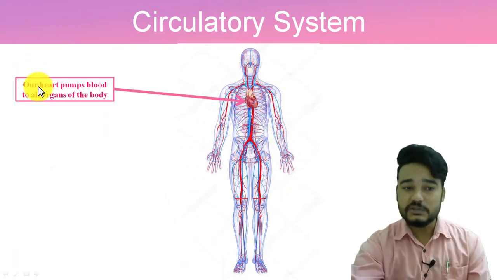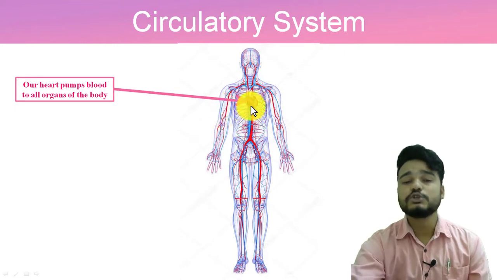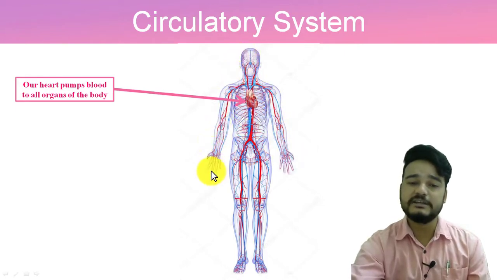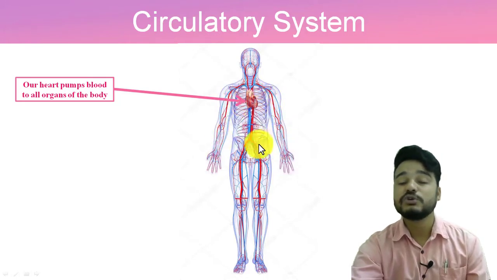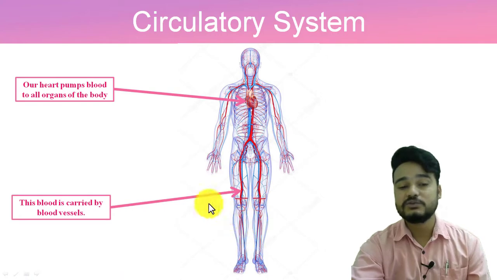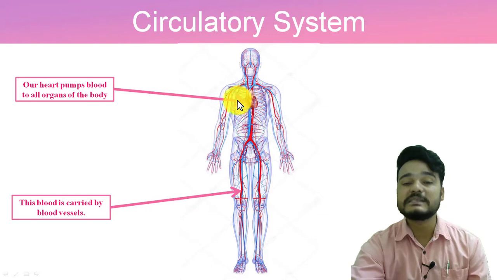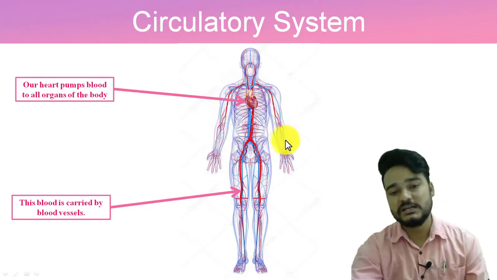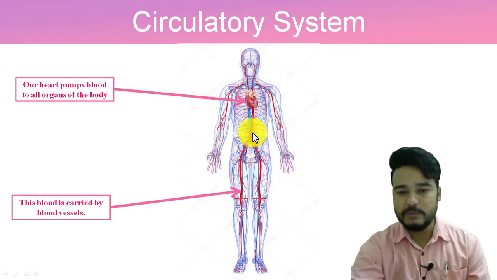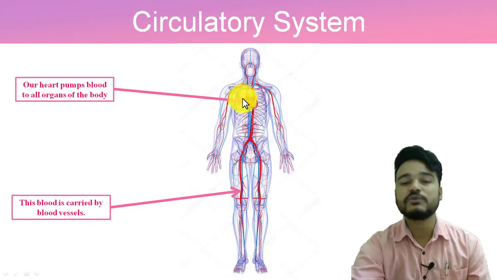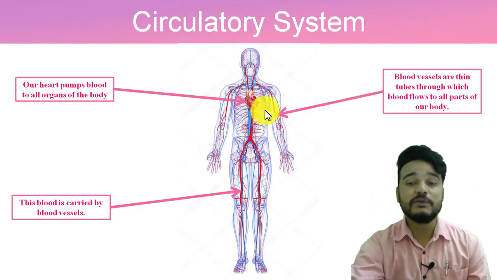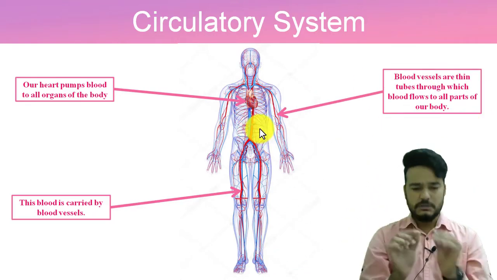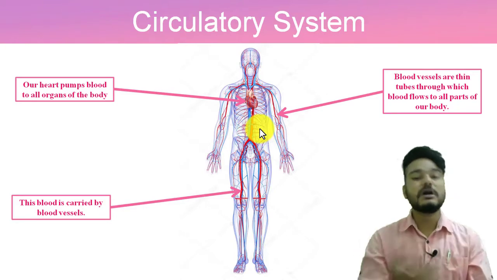So our heart pumps the blood to all organs. You can see these lines here, these are blood vessels, and they are going to all the areas. These pipes are called blood vessels. So blood is carried by blood vessels. This pipe-like structure is the blood vessel, which is present at each and every part of our body. So blood vessels are thin tubes, tiny tubes, through which our blood flows.